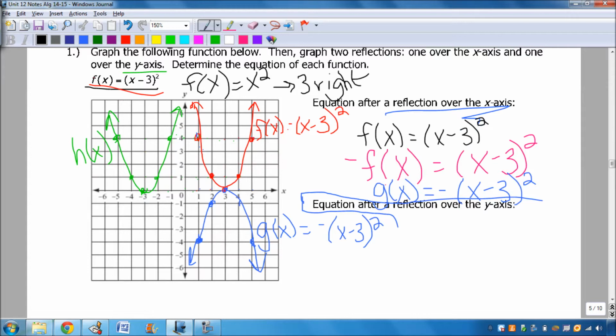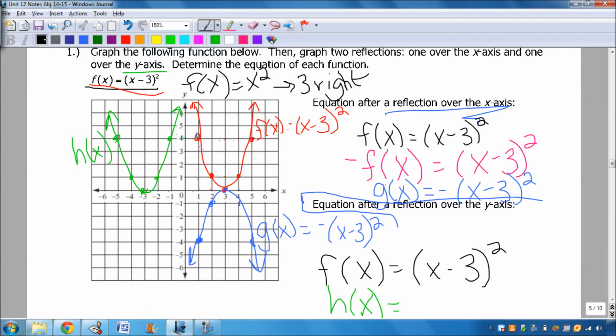So if the original function is f of x equals (x minus 3) quantity squared, that means that the new function, your h of x, is going to equal, now the only thing that's going to change is this x right here is going to become negative. So this is negative x, and then I copy the rest of it exactly the same. So the quantity of negative x minus 3, all of it squared. So let's go ahead and write this out right here. H of x equals (negative x minus 3) quantity squared, right there.